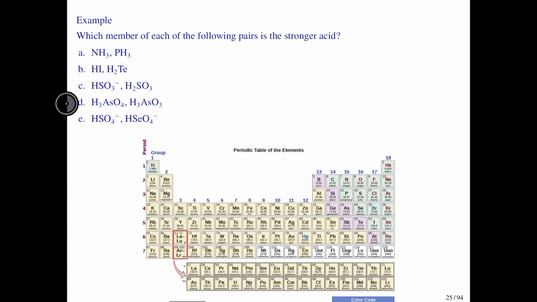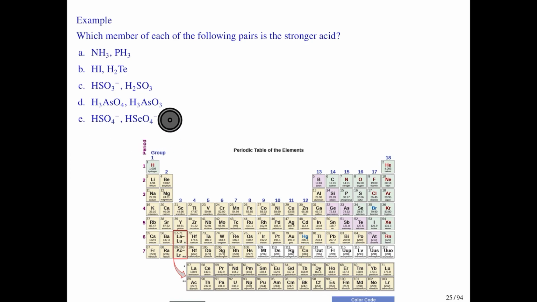In part D, we have an oxyacid. We see that the center atom is arsenic, and the difference between the two acids is the number of oxygen atoms. The rule there is that the more oxygen atoms you have, the greater the polarity between the hydrogen and oxygen atoms, and therefore the more easily the protons can be donated away. So between arsenic acid and arsenous acid, the arsenic acid is the stronger of the two.